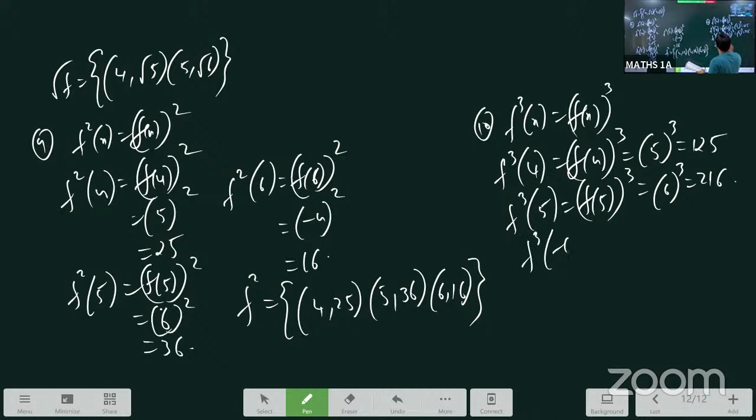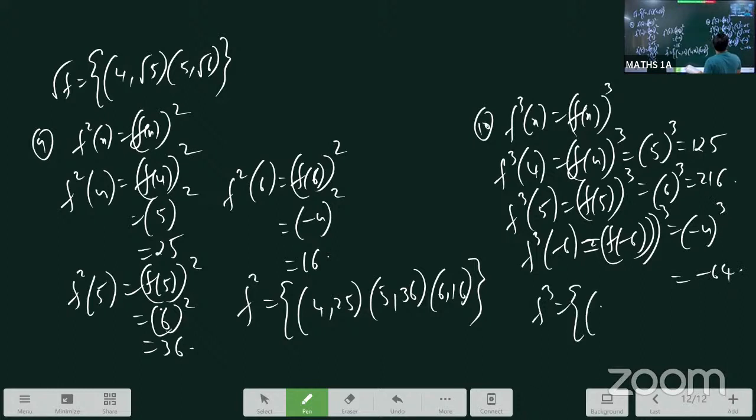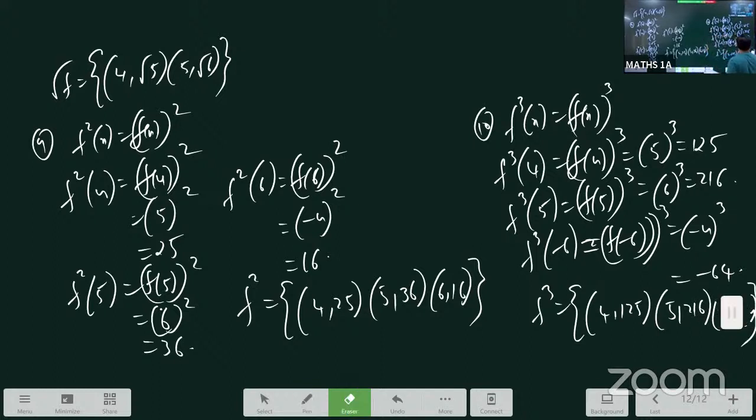F cube of minus 6 is f of minus 6 whole cube. What is f of minus 6? Minus 64. So your f cube ordered pairs will be 4 comma 125, 5 comma 216, minus 6 comma minus 64.